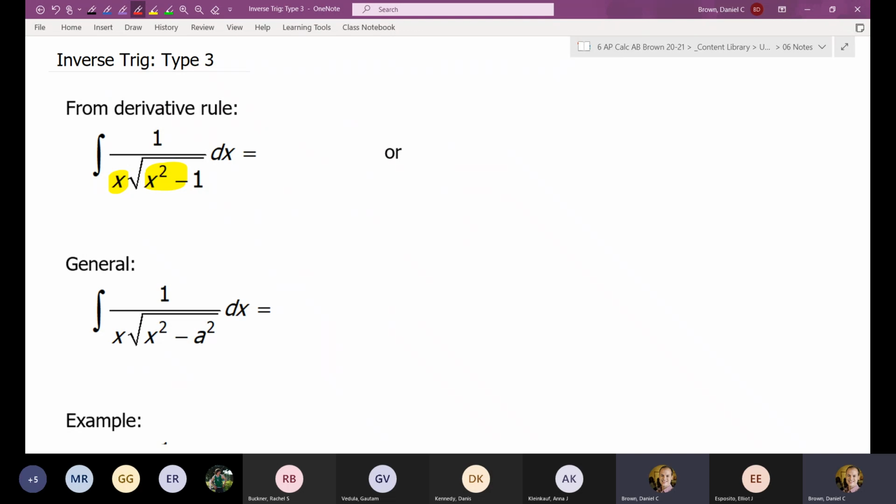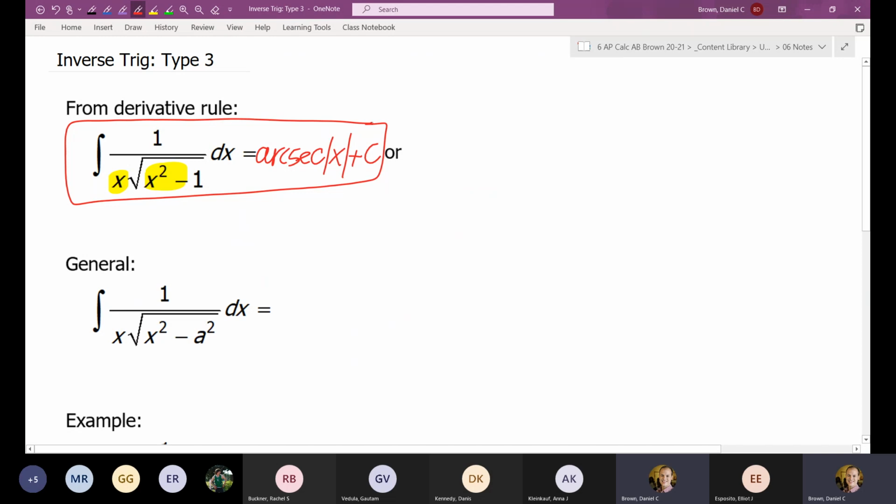So we're going to memorize that the integral of this, written in this format, is going to be the arc secant of the absolute value of x plus c. Or, technically, mathematically, it's the arc cosecant of the absolute value of x plus c. But we're honestly not going to use that in this class. We're going to use arc secant instead.